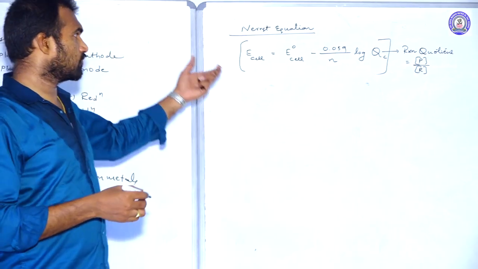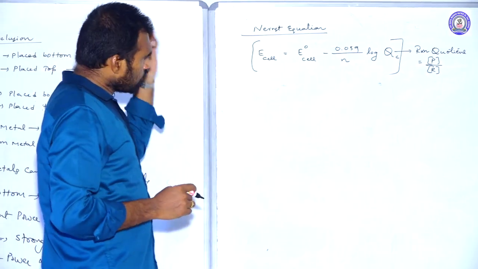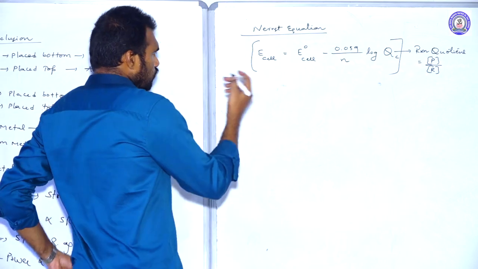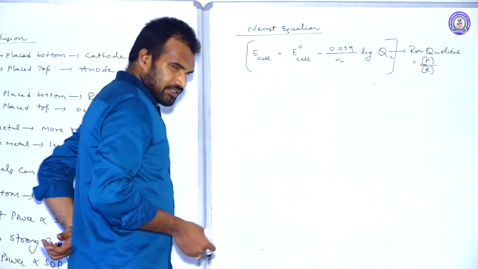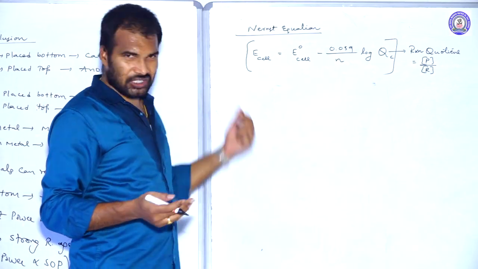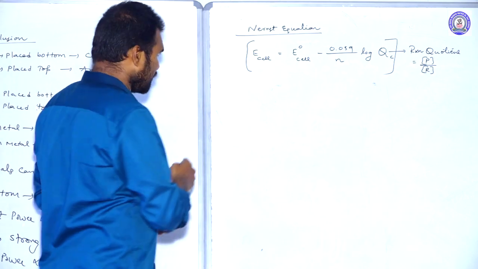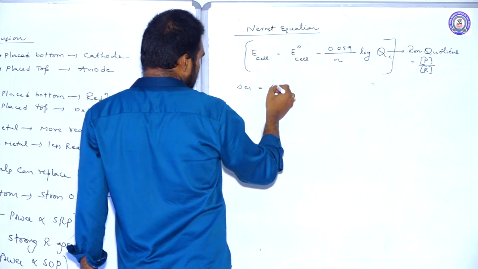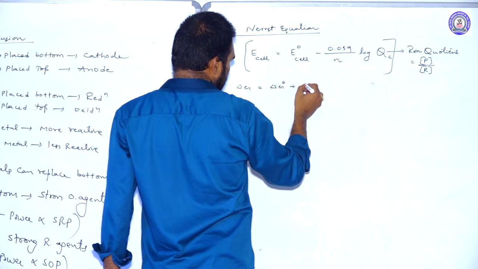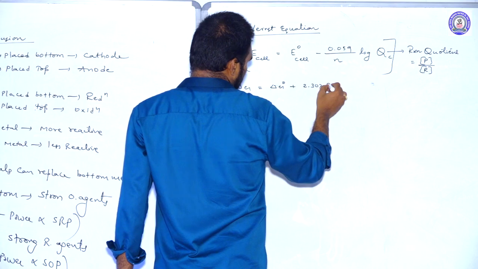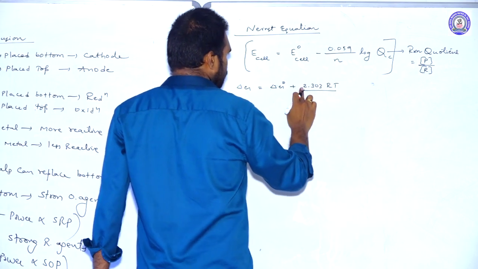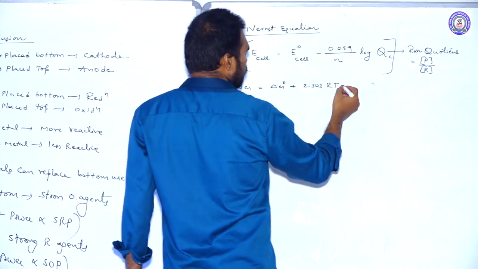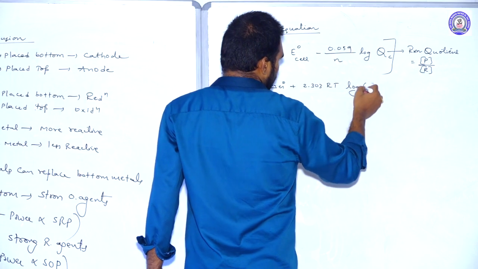That ratio we call the reaction quotient. How do you get this? By using Van't Hoff's thermal Gibbs-Helmholtz equation only we can calculate it. According to the Gibbs-Helmholtz equation, del G is equal to del G naught plus 2.303 RT log QC.